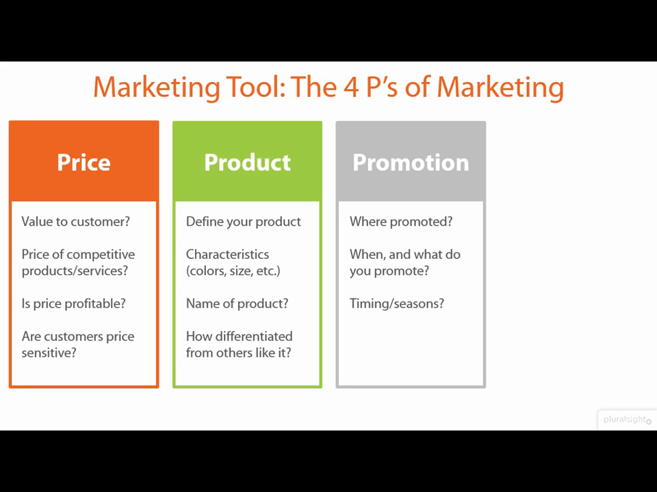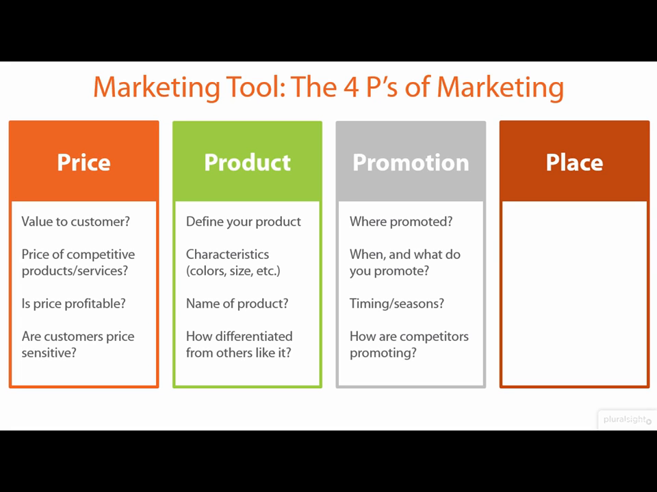Are there different seasons that you would promote different things? For example, if I had a snowboard shop, I would promote that in the winter. And how frequent would my promotions be seen? Also, how are competitors promoting their products and services? The final P is place. We're not talking about where we're promoting things. Now we're talking about, where do I find the product?